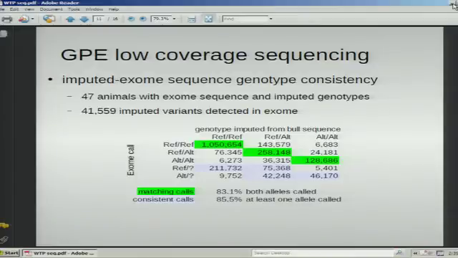And we do have another source of sequence data that's exome sequence, for a portion of these animals. There are 47 animals in the 10,000 that we have exome sequence for and imputed genotypes, where we could call genotypes from exome and make a comparison to the imputed genotype. We get 83% of those calls agree, and in the exome we may be missing. We only see one allele in that sequence, and 85% of the calls are at least consistent with what we imputed from the bull sequence.